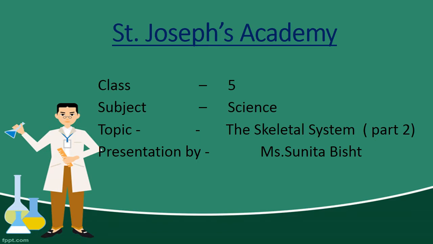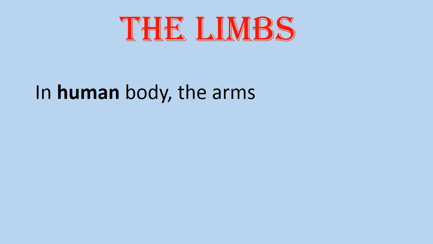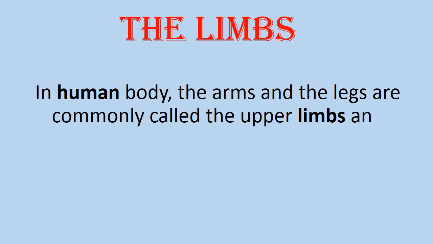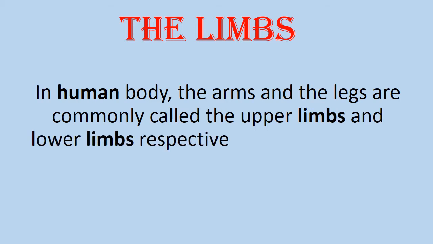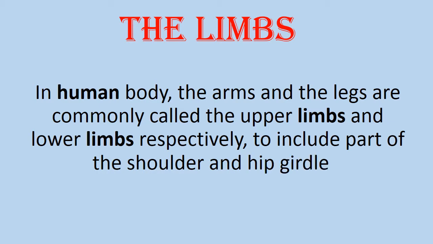Our topic is the skeletal system. Students, the first topic in this video is the limbs. In the human body, the arms and the legs are commonly called the upper limbs and lower limbs respectively, to include part of the shoulder and hip girdles.